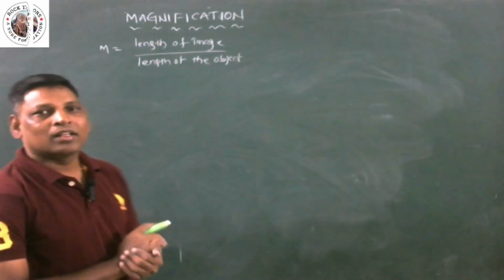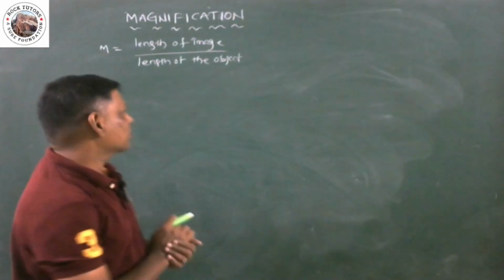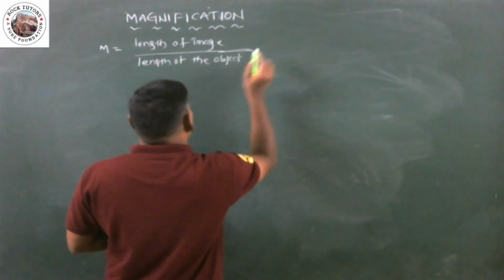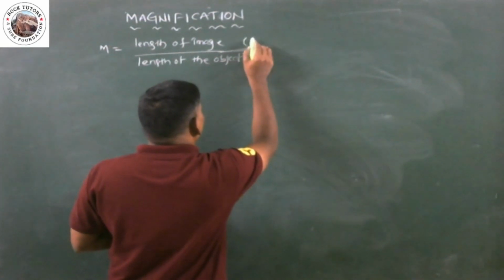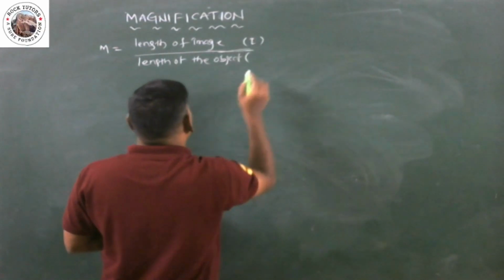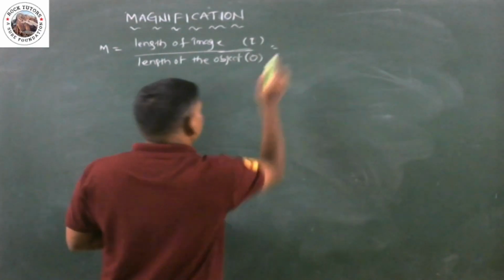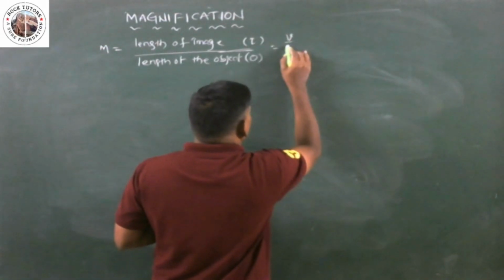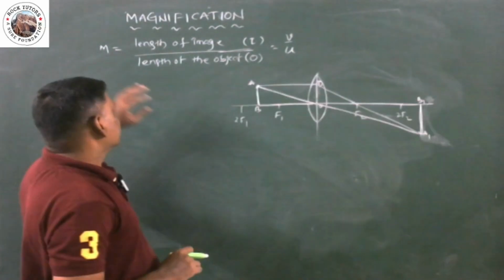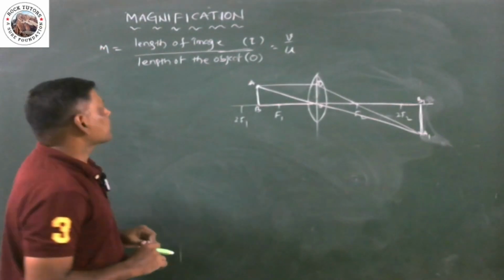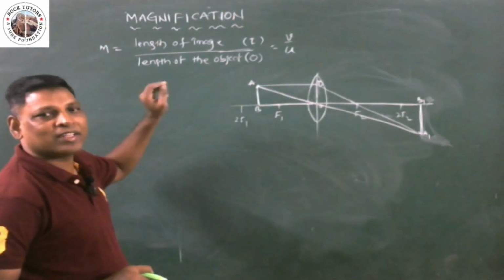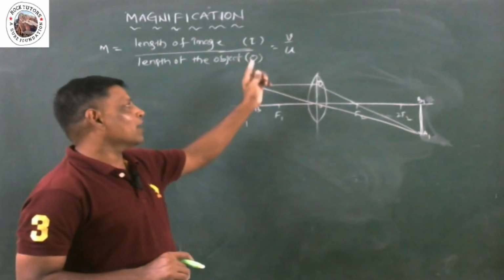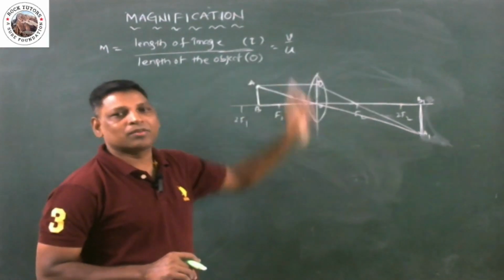Magnification is the length of the image by the length of the object. So I am taking the length of the image as I and the length of the object as O, which is equal to V by U. So I by O is equal to V by U.